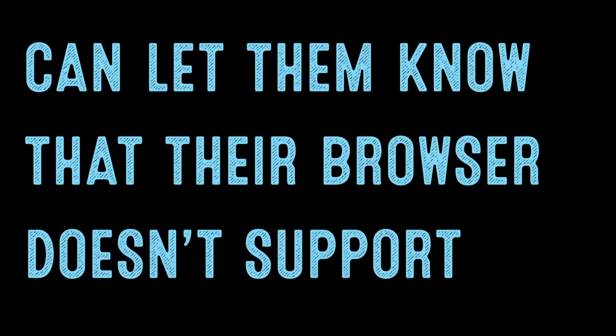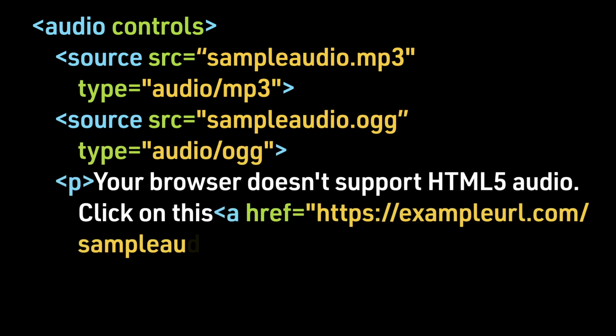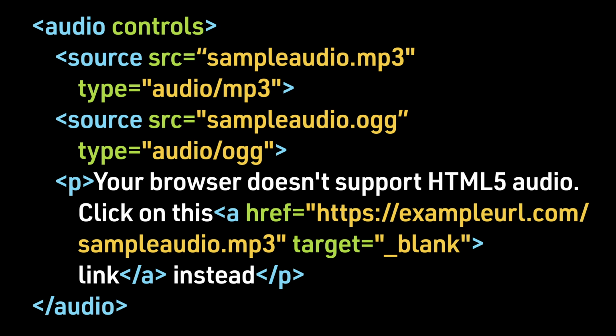This text can let them know that their browser doesn't support the playback of the audio file and can also provide a link where the audio is hosted instead. So in this code example, we have provided a .mp3 file and a .ogg vorbis audio file. If neither of these file types is supported, there is a link to where the file is hosted.